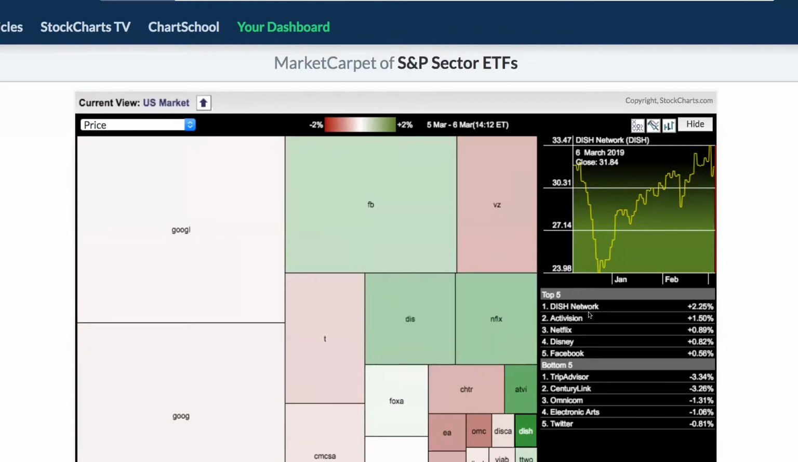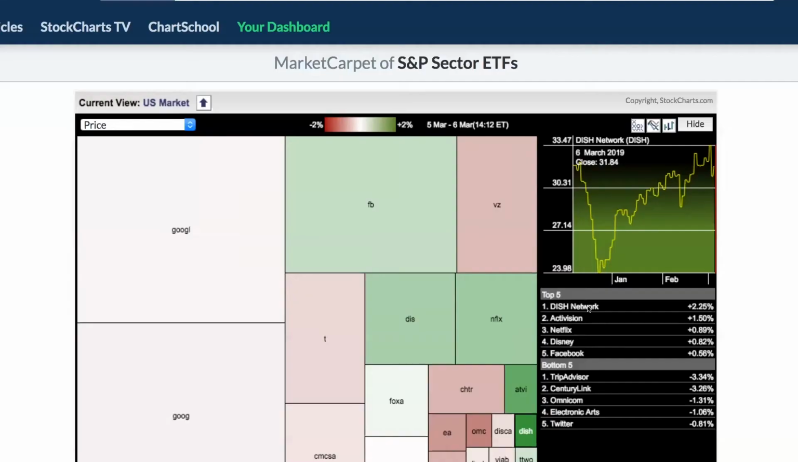But by glancing over here to the right, it tells me which stocks are actually leading this particular sector higher today. Dish Network, Activision, Netflix, Disney, and Facebook. I'm going to take a look at the two in the middle today and see what they look like. Not only are they leading this ETF higher, but they also are among the biggest stocks.